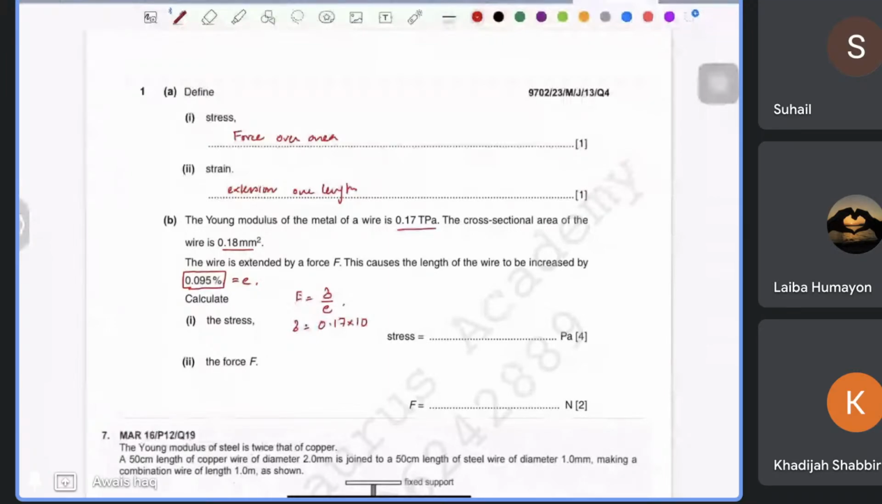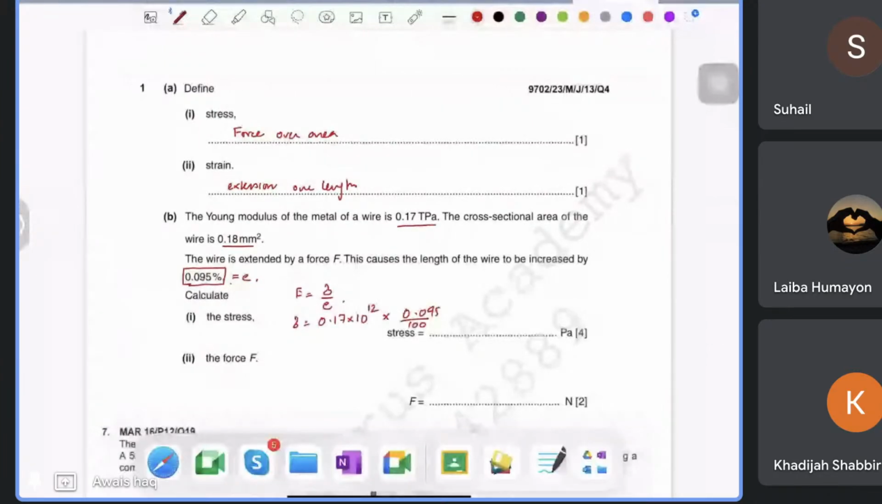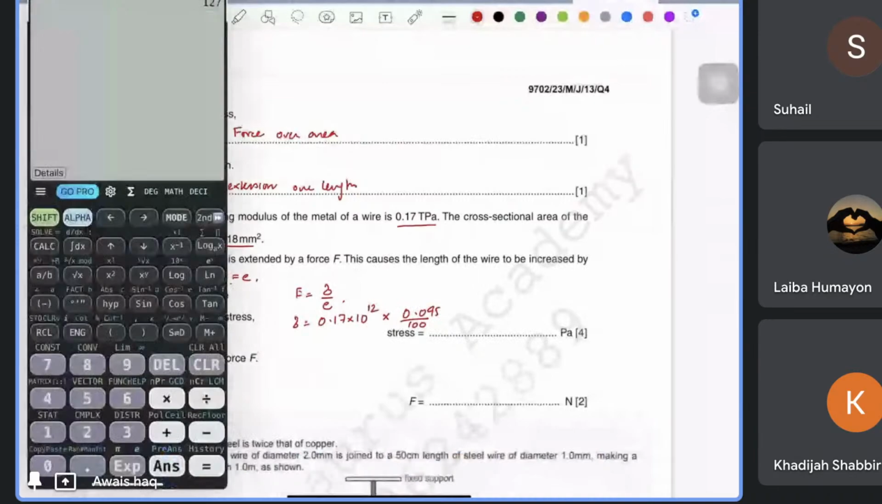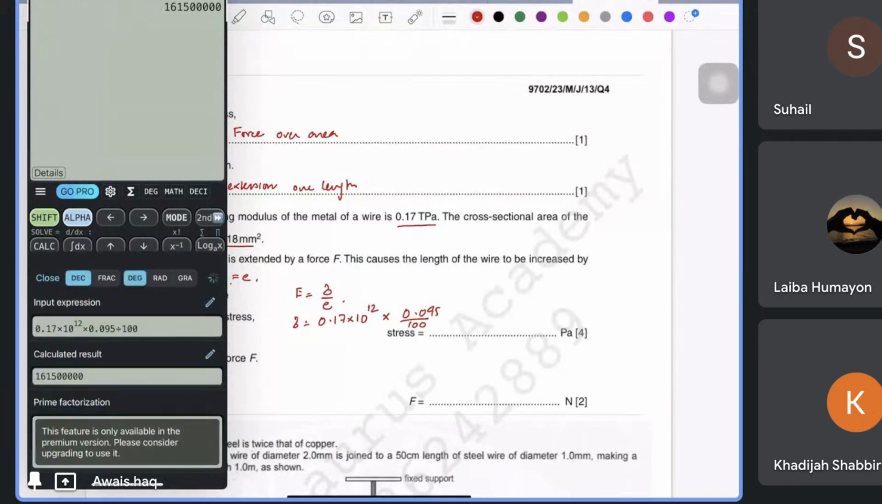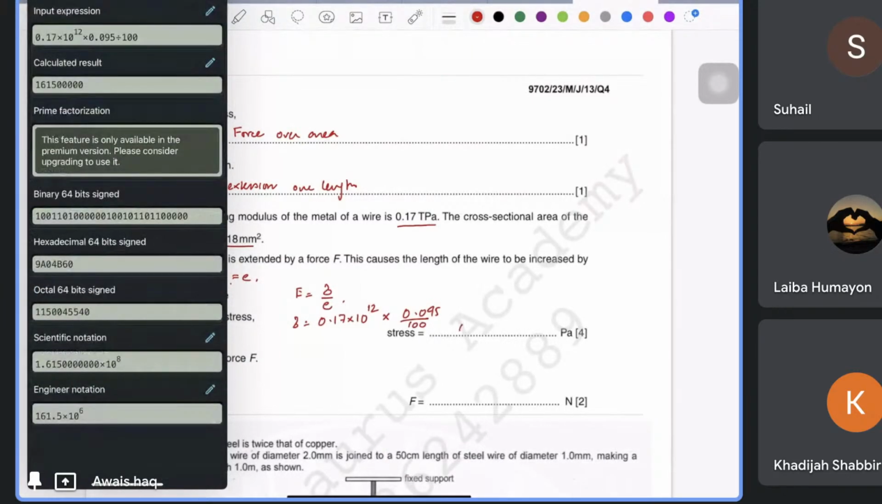I don't know why they've given it for 4 marks. I have no idea. So it's going to be something like 1.62 times 10 raised to power 8 pascals.